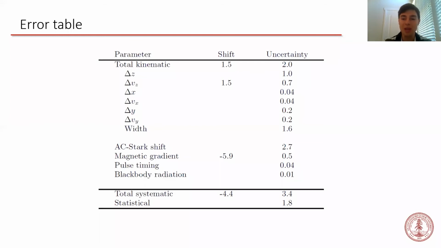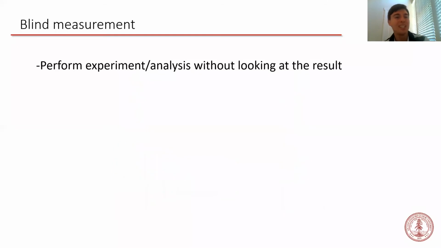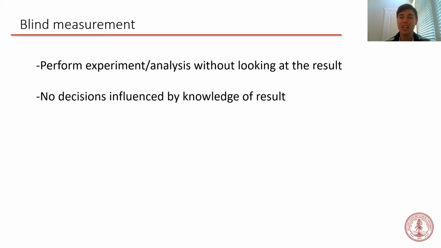And at this point, you may be wondering, what's the result? Is the equivalence principle violated or not? Actually, when we made this table, we didn't know the result either because the experiment was a blind measurement. I know I'm preaching to the choir here, but just to advertise, the idea of a blind measurement is to perform the entire experiment and all the data analysis without knowing what the result is. This ensures that none of the decisions that we made about whether to take more data or about how to analyze it were influenced by knowledge of the result.